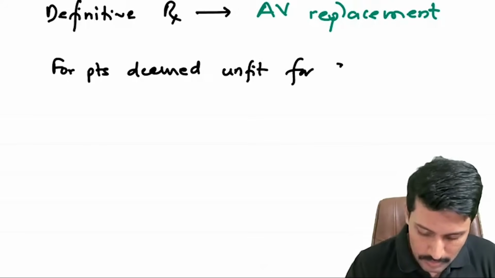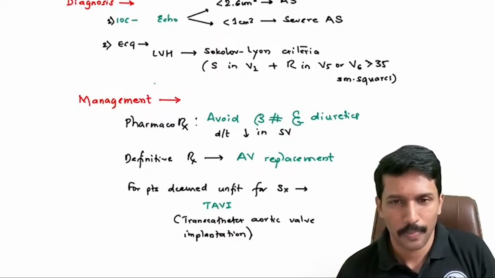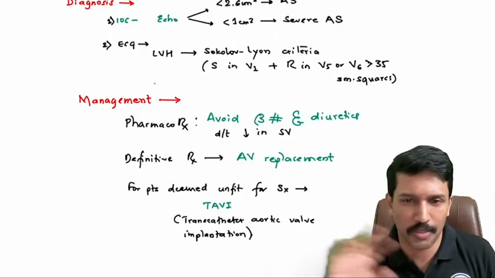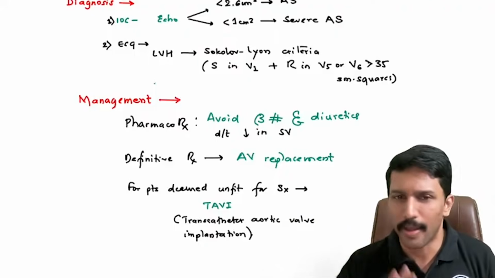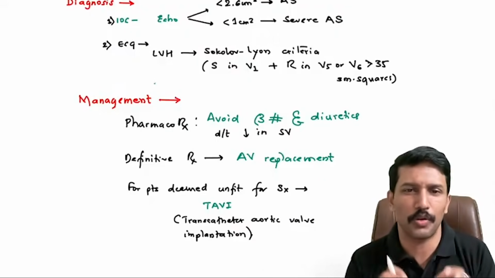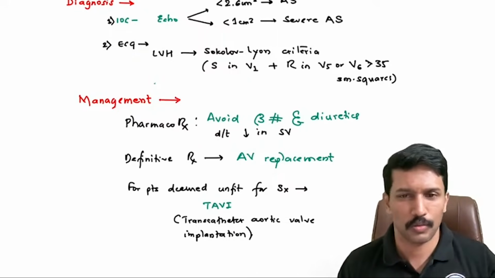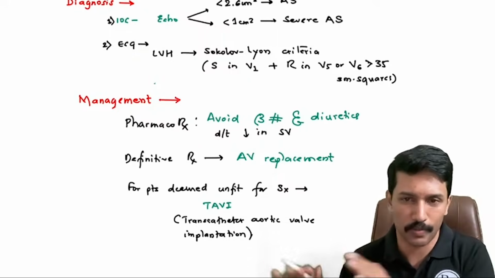unfit for surgery, for the murmur, I should mention the area and the best heard position, inspiration or expiration. Then management for all valvular heart disease: you are going to mention definitive treatment as valve replacement, whether it is aortic stenosis, mitral stenosis, mitral regurgitation, pulmonary stenosis, or pulmonary regurgitation. Definitive is always valve replacement.